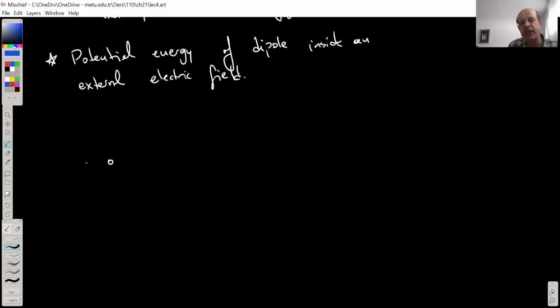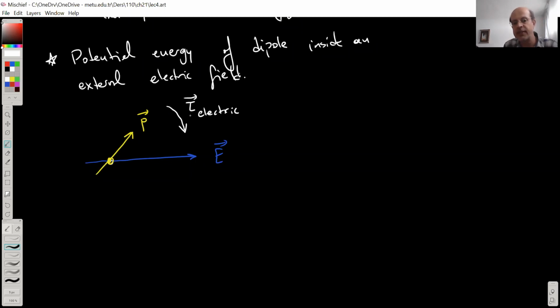So first, let me clarify some of the issues. There's an electric field in here. This is the dipole, and the dipole moment is like that. I know that there's a torque in here. This time I'm going to show the torque like that. Let me not write the net torque in here, but let me say that this is the torque applied by the electric field. So I'm going to write the subscript electric in here.